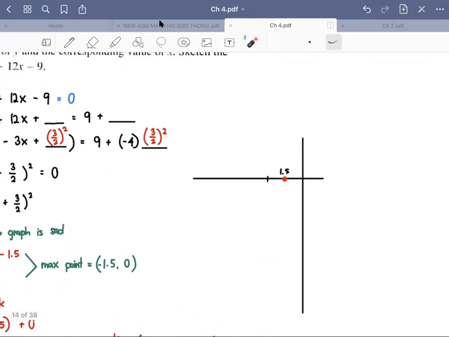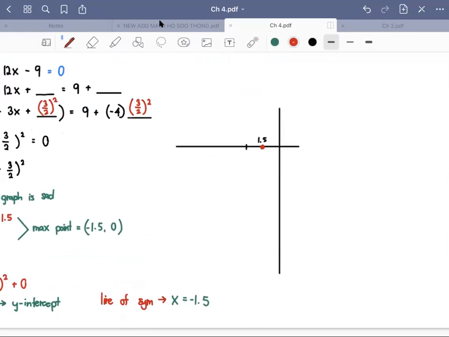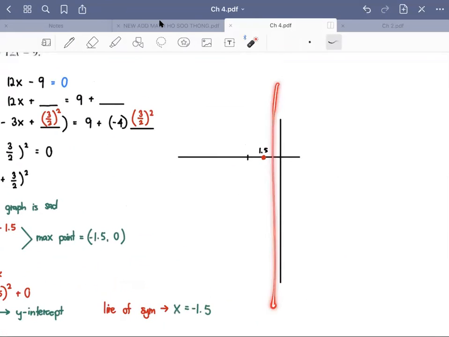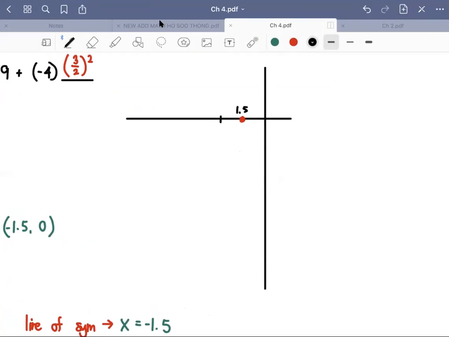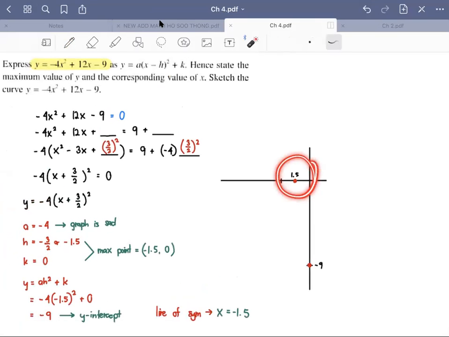And then what do you need to know next? You need to plot the y-intercept, it's -9. Y is -9. So looking at your y-axis, you just write -9 here. Let's say this is where -9 is. Okay, -9. So I'll point there. So that's your maximum point, and then your y-intercept.